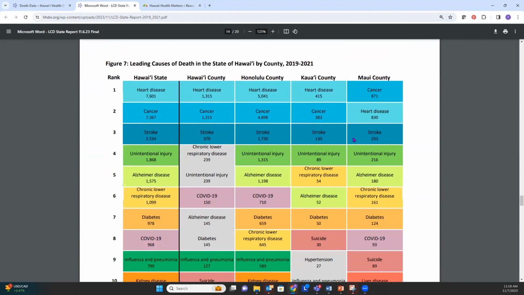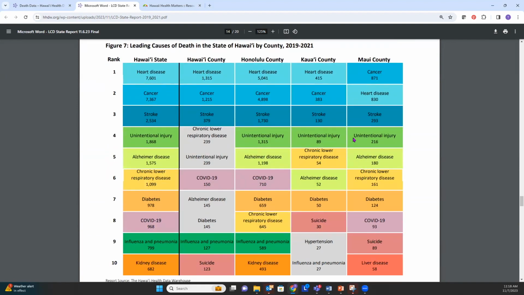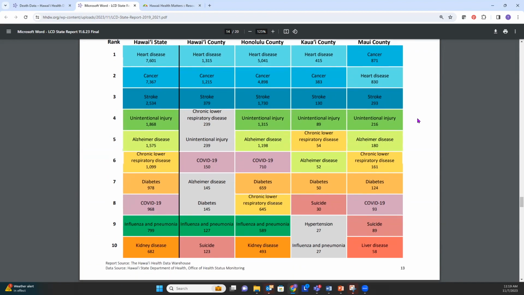So scrolling down, what we did is we provided that same data that you saw before, but with the state as a comparison, and this is now numbers, not percentages. These are the actual numbers of death, and then you have the deaths by county across. So we have it by county for 2019 through 2021.